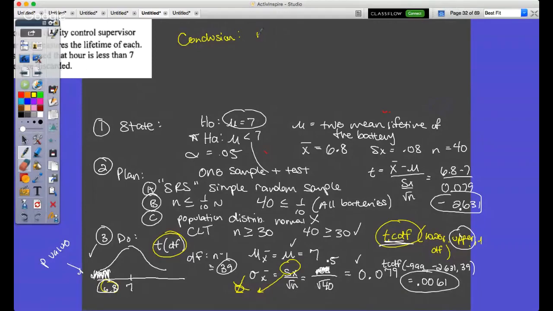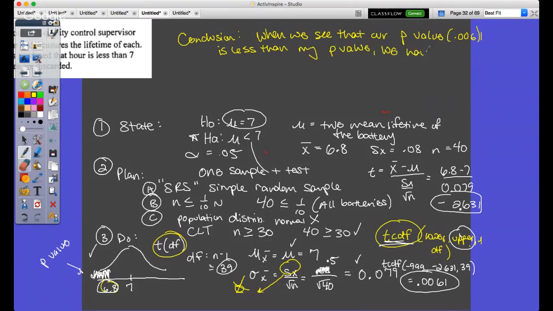In conclusion, I'll just put here, when we see that our p-value, which in this case is 0.006, is less than my p-value, we have convincing evidence to reject the null. And if you said anything else, shame on you.